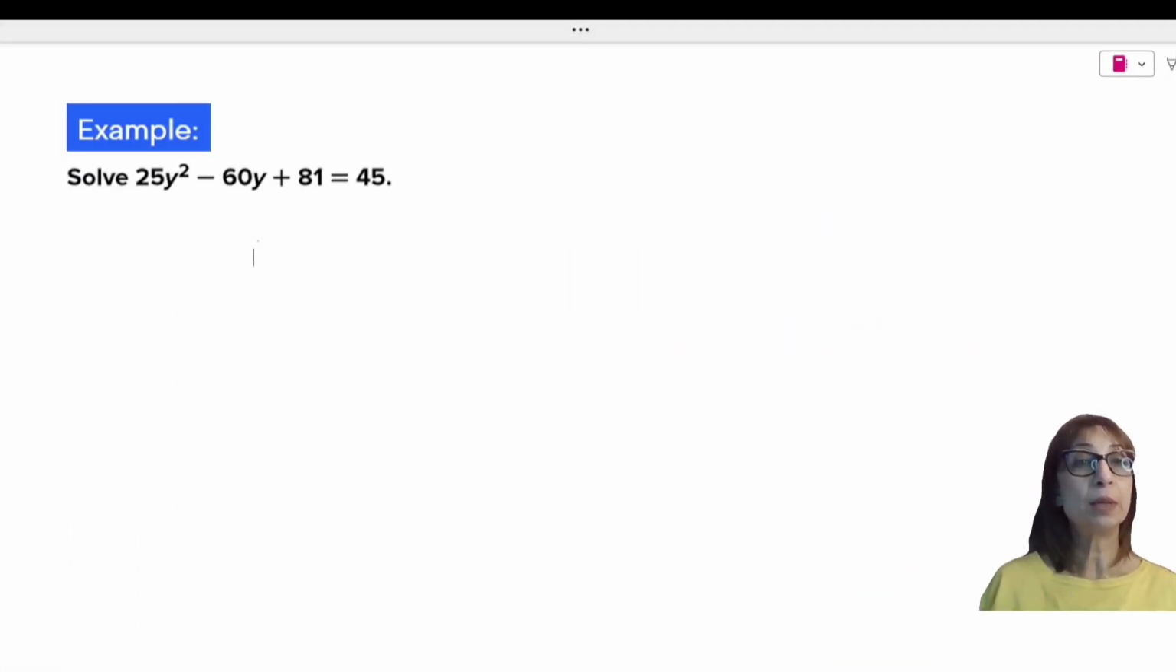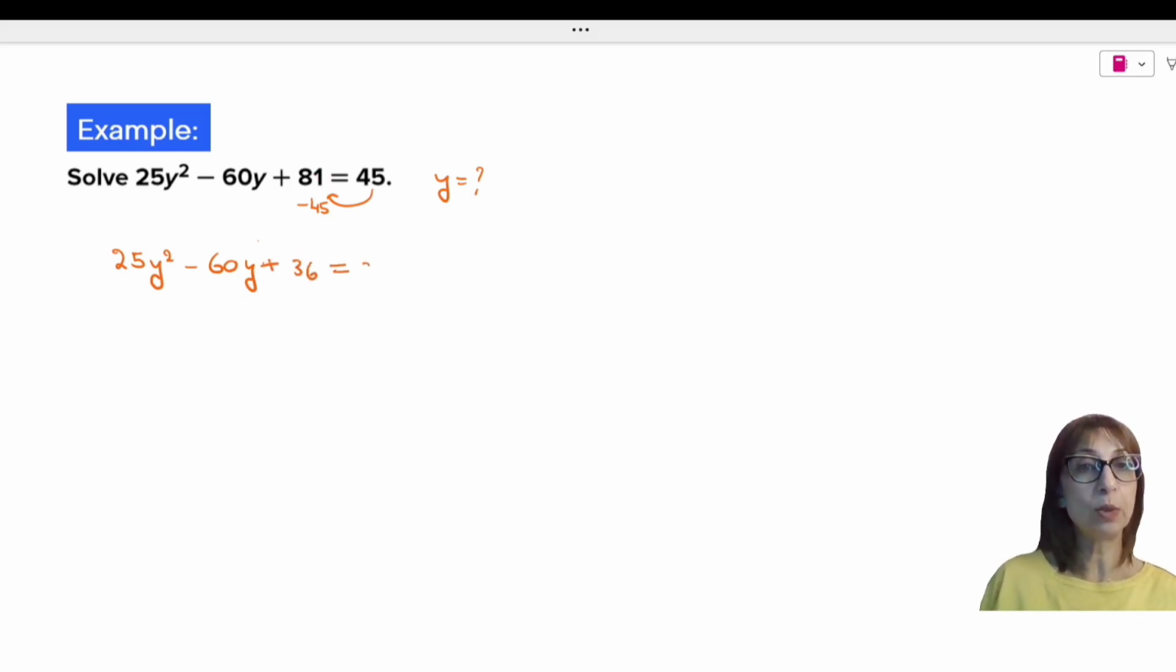Now, our last example is this equation. I want to solve to find the value of y. First of all, when I look at this equation, it is not written in standard form. The first thing to do is to write this in standard form. To do this, I will subtract 45 on the other side to make it equal to 0 on the right-hand side. This equation will look like this: 25y squared minus 60y plus 81 minus 45, which is plus 36, and this is equal to 0.